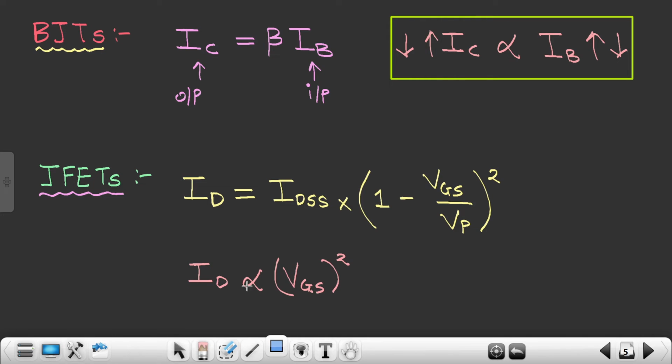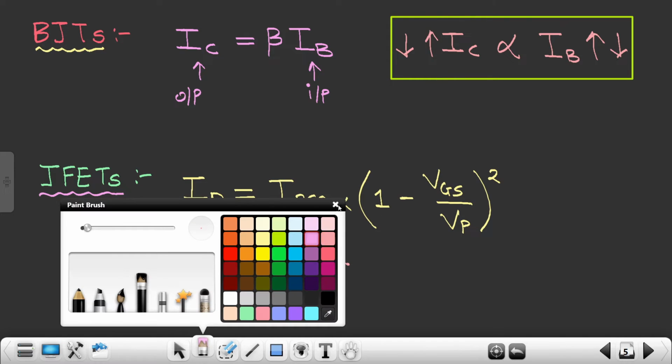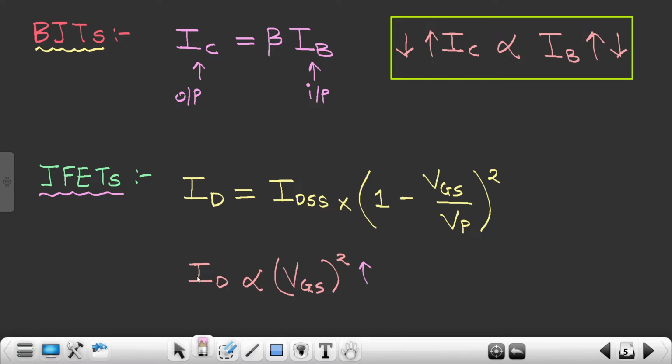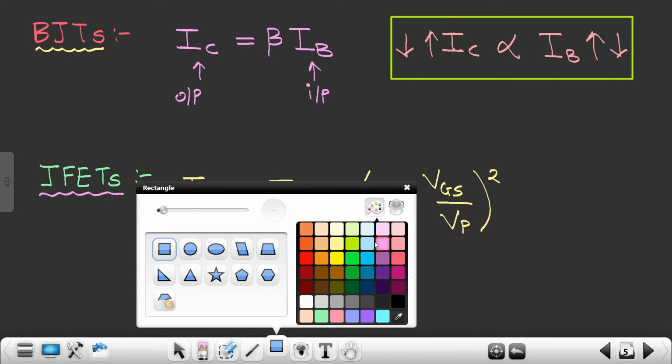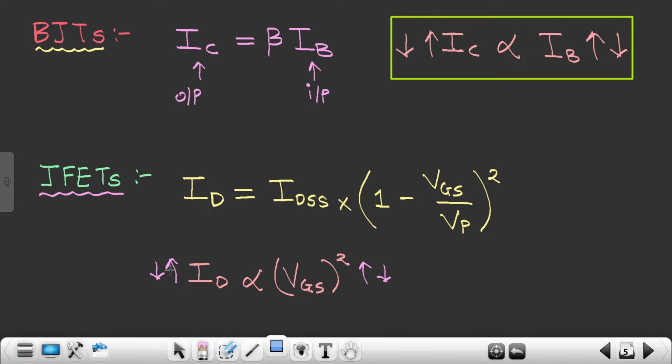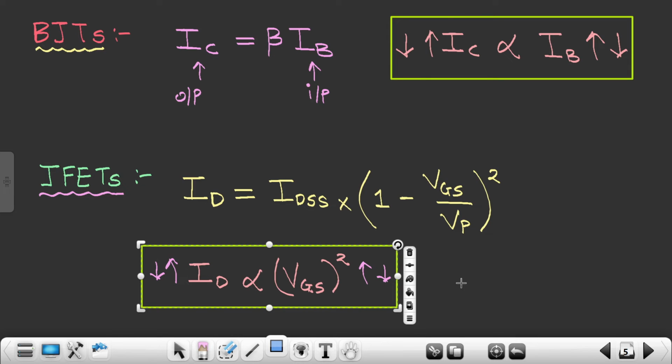So again over here, what does that mean? That means if my input voltage VGS increases, the output current ID also increases, right? On the contrary, if my input voltage VGS decreases, the output current ID also decreases. So this is what it means. I will also highlight this particular point because we would require it in the upcoming key differences, right?